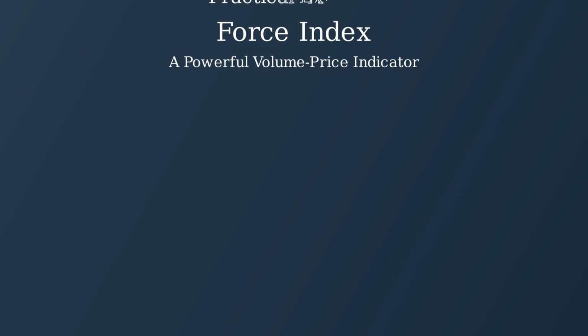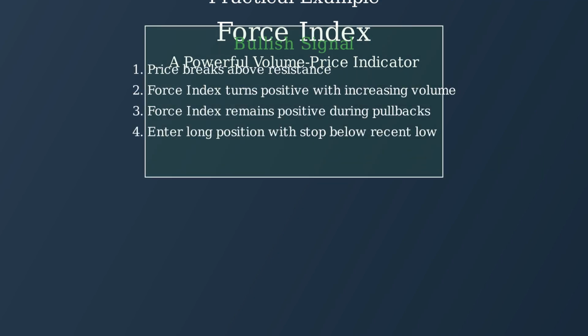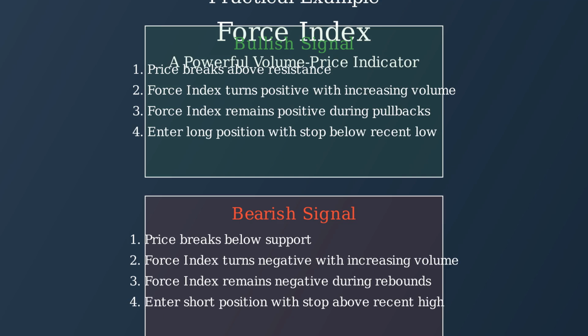Let's look at some practical examples of how to use the force index in trading scenarios. In a bullish scenario, look for price breaking above resistance with the force index turning positive on increasing volume. The force index should remain positive during pullbacks, confirming the uptrend's strength. In a bearish scenario, watch for price breaking below support with the force index turning negative on increasing volume. The force index staying negative during rebounds confirms the downtrend's strength.